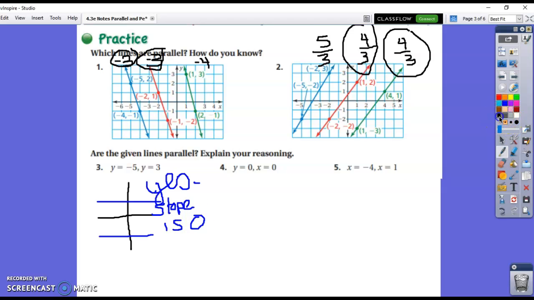All right, if you look at number 4, here's my graph. Y equals 0. Again, that's going to be a horizontal line, actually right on the x-axis right here. And then x equals 0. Well, that's my y-axis right here. So look how those intersect. Those intersect. So those actually are perpendicular. They're not parallel. So I'm going to go ahead and say no. They're perpendicular. You can put that they're perpendicular or that they intersect.